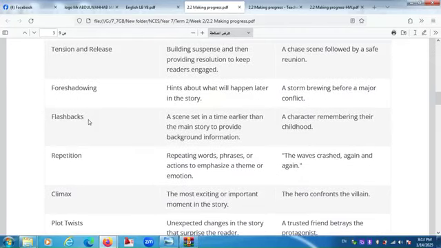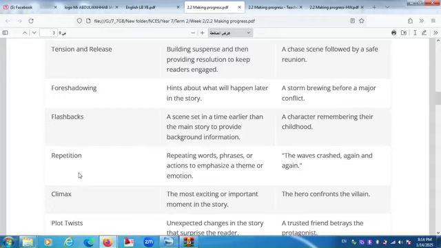Flashback is to go back in time in the narrative. It's a scene set in a time earlier than the main story to provide background information. An example, a character remembering their childhood in order to build a background for the reader to understand what the story is talking about.